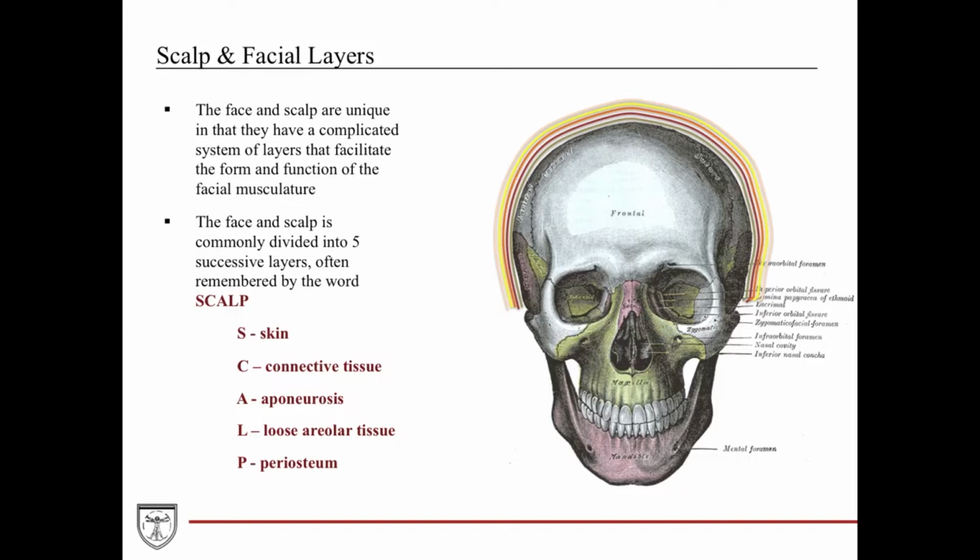The face and the scalp, most notably the scalp, is divided into five successive layers: the skin, the connective tissue, the aponeurosis, the loose areolar tissue, and the periosteum. I think the mnemonic SCALP is great because it helps you break this down easily. All this also exists in the face, but the face is so complicated and in-depth that you probably don't need to know all these fine layers unless you're going into something like plastic surgery, of course. Then you would need to know these different layers of the face.